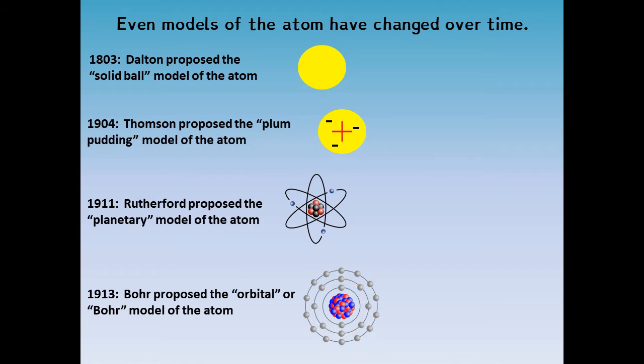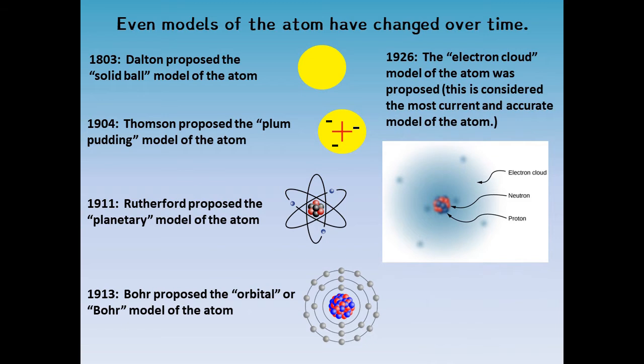Now, the most recent model of the atom is the electron cloud model, and it came along in 1926. It's considered the most accurate model of the atom. And we can see we've got in the center here, we still have the nucleus with its neutrons and with its protons.